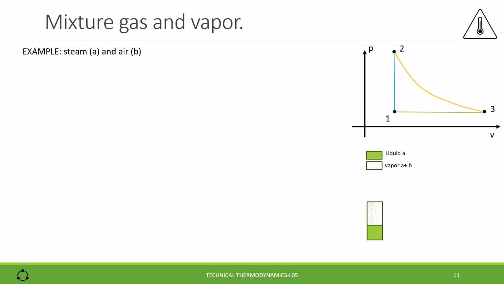Steam is a fluid A and air is the fluid B. Starting conditions are volume 1 cubic meter, temperature 120 degrees, pressure 300 kilopascal, and the ratio between the masses of the two fluids is 5. We have given 4 parameters.